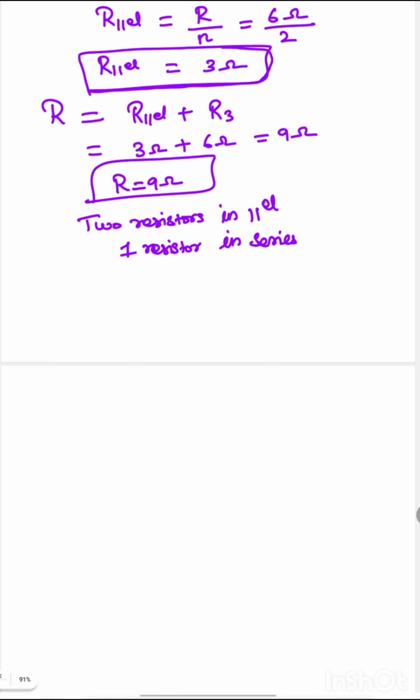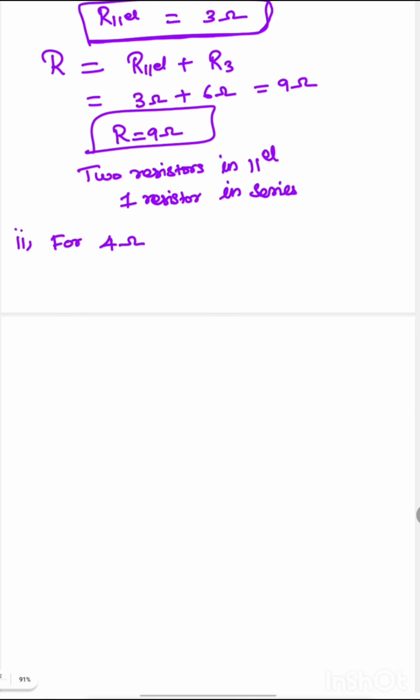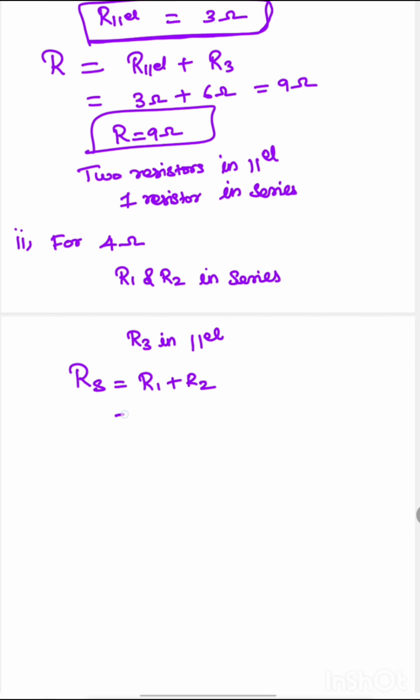Then the second case is for 4 ohm resistance. For 4 ohm resistance, let's reverse it. That is, connect R1 and R2 in series and R3 in parallel. To find the total resistance of the series combination, we have to add them. So Rs is equal to R1 plus R2. The value of R1 and R2 is 6 ohm, so 6 ohm plus 6 ohm is equal to 12 ohm. So Rs is equal to 12 ohm.